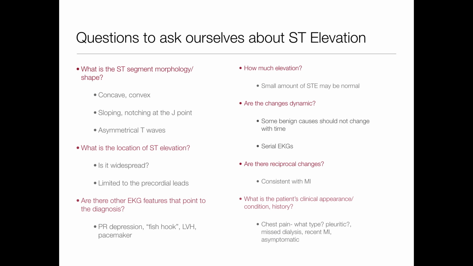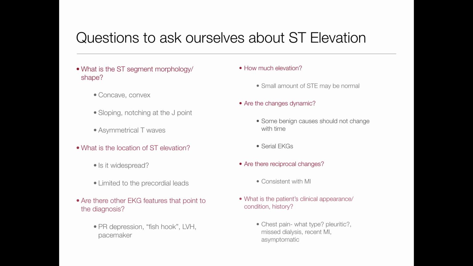So ST elevation, how do we know what the cause of that ST elevation is? Well, there are a few different questions that we can ask ourselves to try to help pinpoint the cause of it. So number one, what is the ST segment morphology and shape? This is very important, as you've already learned from the previous lecture, that typically the benign causes of ST segment elevation are going to have a concave morphology or a saddleback morphology, whereas a convex morphology or that tombstone or humping morphology is much more concerning.